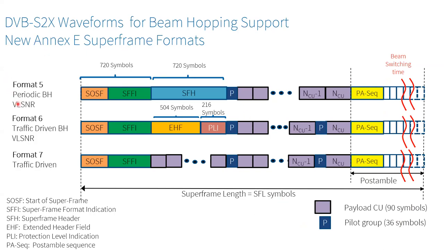Format 5 is for periodic, pre-scheduled beam hopping, and VLSNR. Because of this periodic beam hopping, it has constraints on the dwell time. The dwell must end somewhere, and you don't want to impose a constraint on the frame, so you need fragmentation here. It supports fragmentation like in Format 4. It also supports VLSNR like in Format 4.